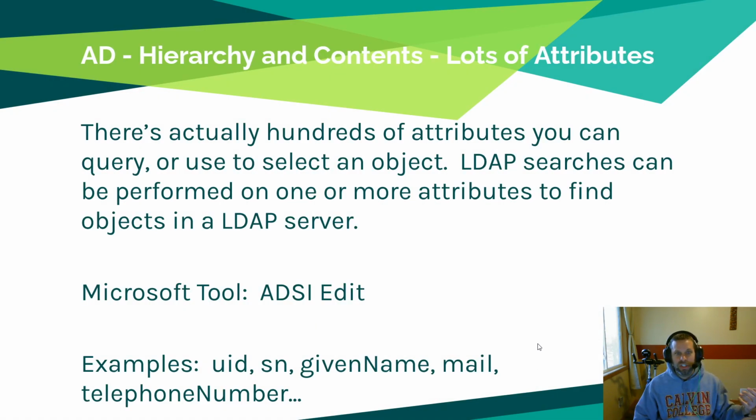And there's actually hundreds of attributes that you can query or use to select an object. LDAP searches can be performed on one or more attributes to find objects in our LDAP server. And Microsoft has a great tool for this called ADSI-Edit. There's all kinds of things that you can search for: UID, surname (SN), given name, which is like a first name, mail, telephone number, etc. Let me see if I can pull that up for you a second.